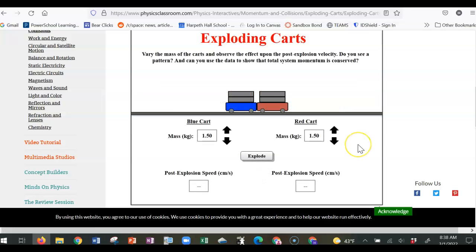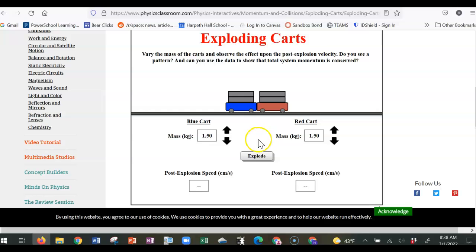Okay, so in this simulation there are two carts, and they are initially stuck together, maybe with a piece of Velcro or something like that. But they are each equipped with spring-loaded plungers. And so when we click the word explode, those plungers push back on each other. So each cart pushes the other away. And so then you see the two carts roll to the various sides of the page. And we can change the mass of both the blue cart and the red cart.